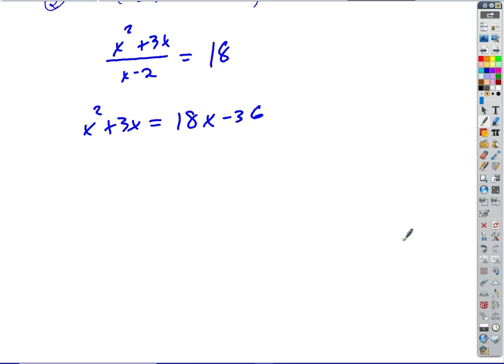Set it equal to 0. Good, put it in standard form. So x squared, if I subtract 18x, minus 15x plus 36 equals 0. Now we've got a quadratic equation in standard form.